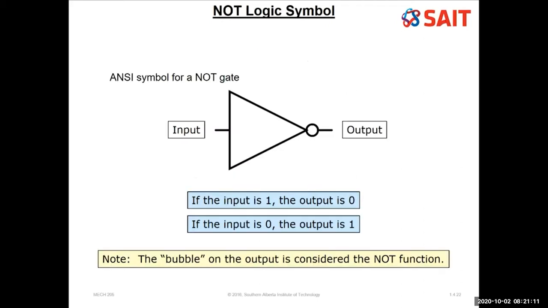The North American symbol is a triangle with a bubble on it. It's the bubble, that little round circle on the end, that is the piece that inverts. A triangle on its own will not be an inverter. We call that a buffer. We'll cover that in a few slides. But it's the bubble there that does the inversion, creating a NOT gate.